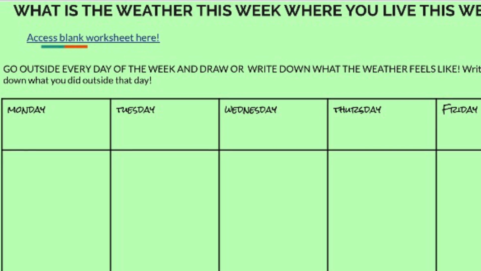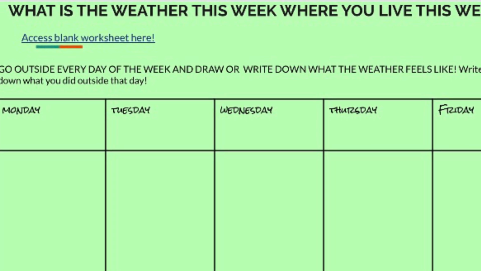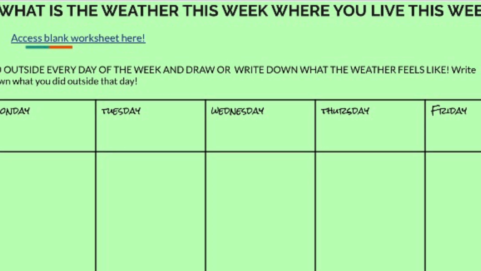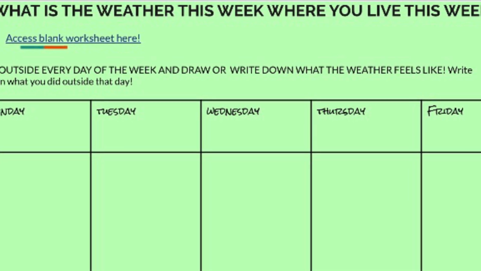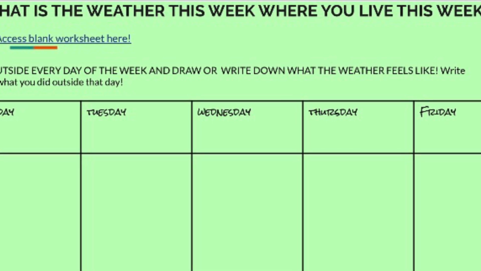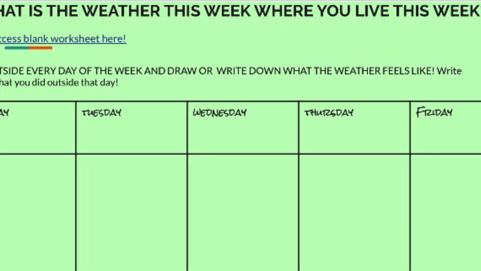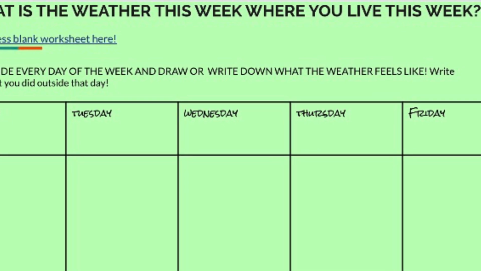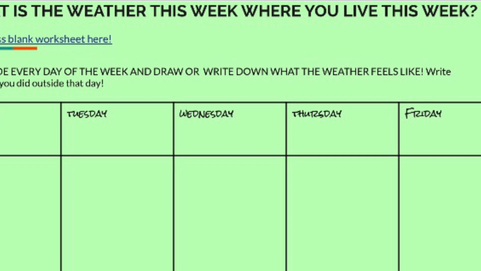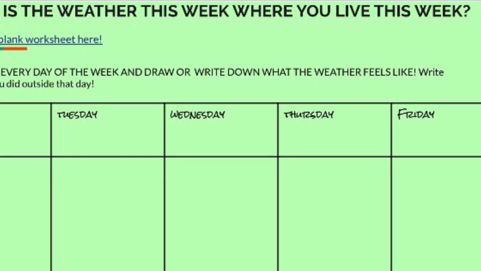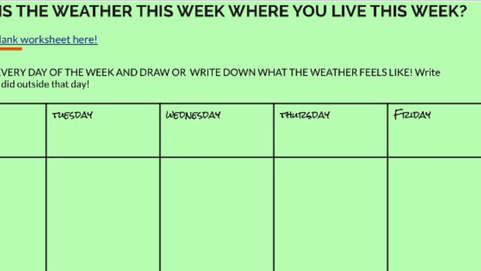My first activity for you guys is to draw or write down what the weather is day to day. I want you guys to go outside and write down what you did outside. And that can be hard during coronavirus, but I want you guys to find time to go outside and have some fun and write down what the activity that you did was and what the weather feels like to you. You can either draw this or write this, whatever you want.